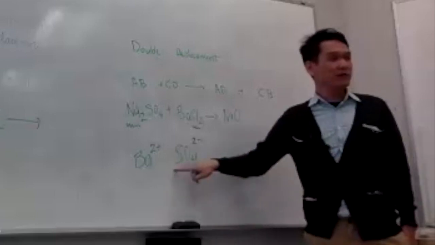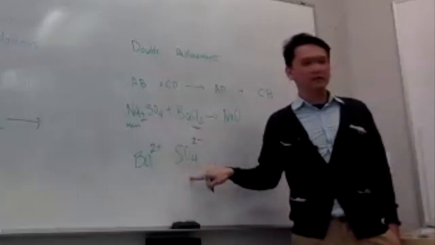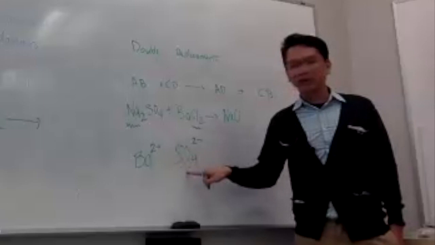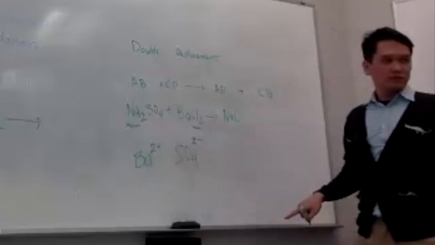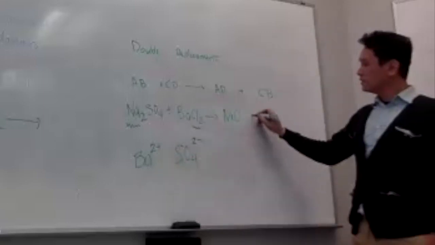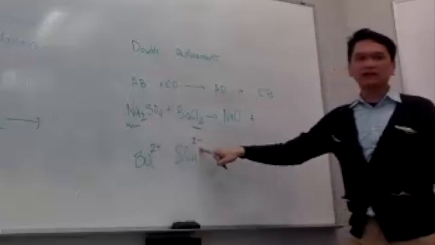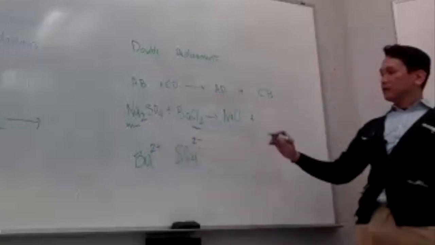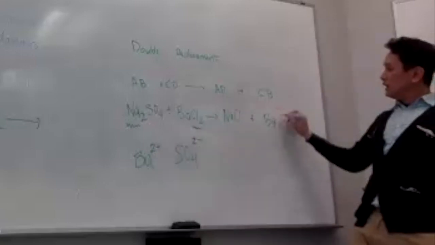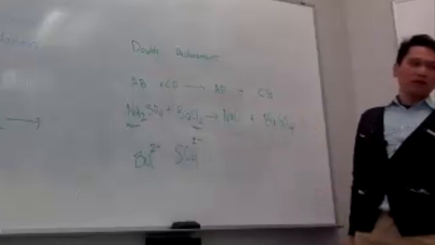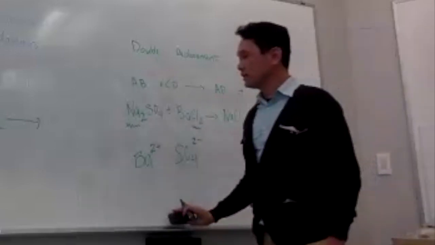So yeah, you have to memorize these polyatomics. So how many of each do I need? 1 of each. Good job, because it's already 2+ and 2-. They cancel each other already. So that's BaSO4. Questions so far?